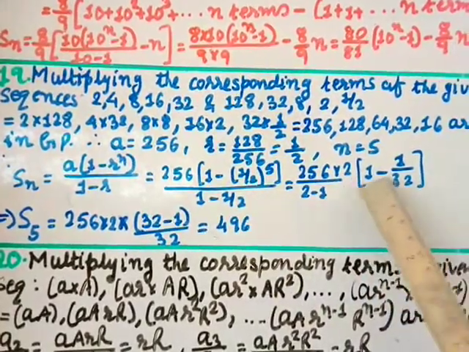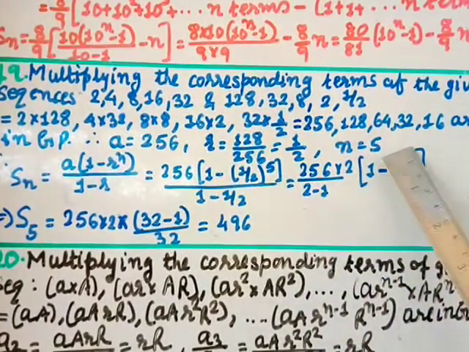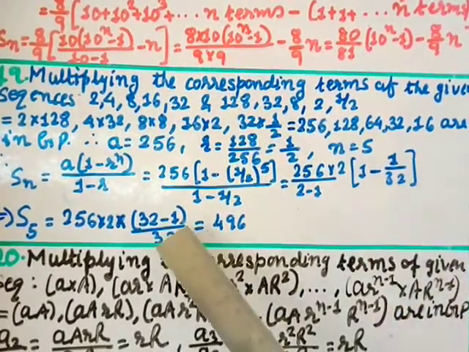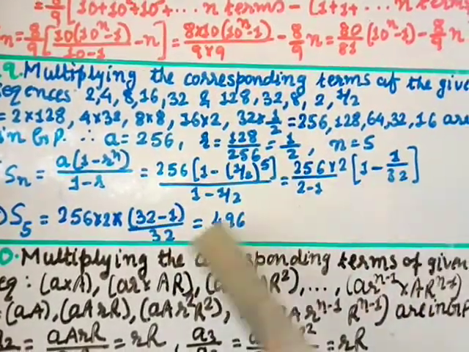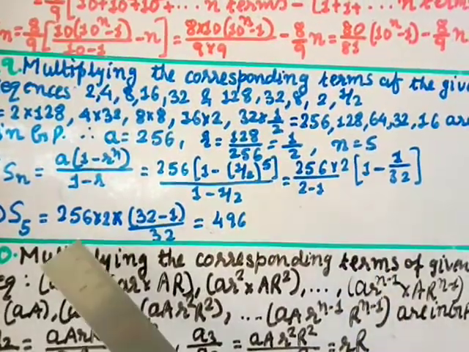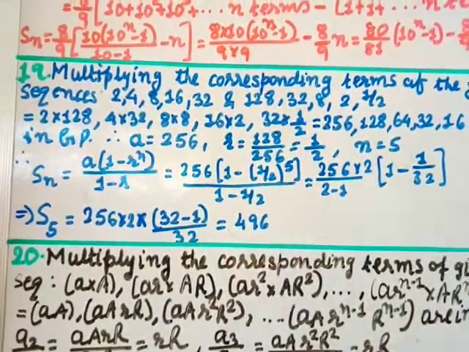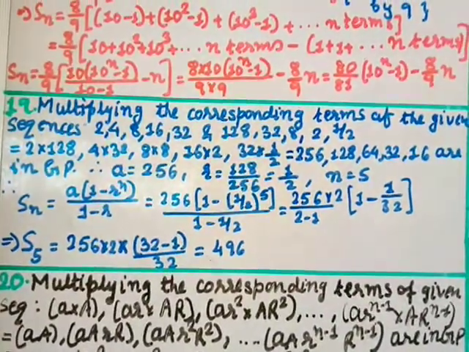Here 1 minus 1 by 2 power 5 gives you 1 by 32. Okay, take LCM here, so you get here 32 minus 1, which gives you 31, divided by 32, 256 into 2 as it is, and 2 minus 1 is 1. Find the product, you get 496. So that is the solution for question number 19.